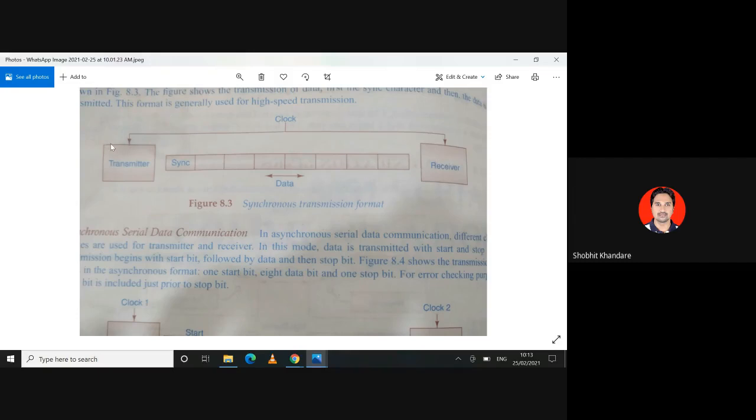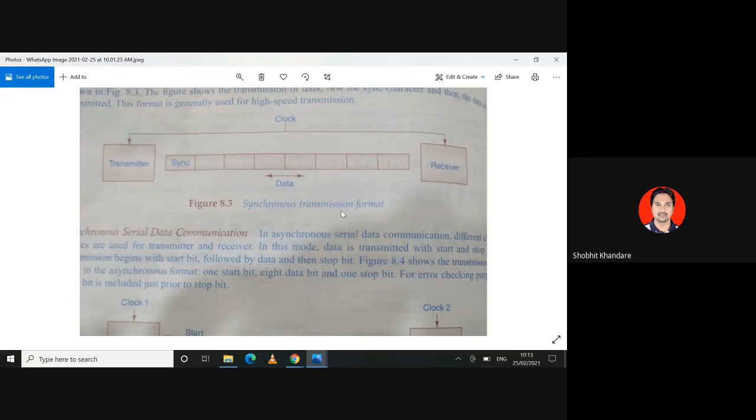You can draw this: transmitter and receiver with the same clock, and along with the data, you are transmitting the sync character. So this is the synchronous transmission format. Now, just the opposite of this.